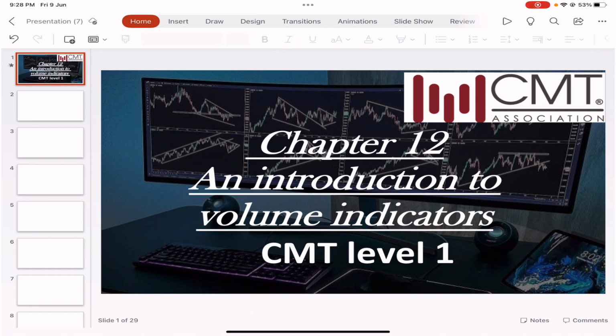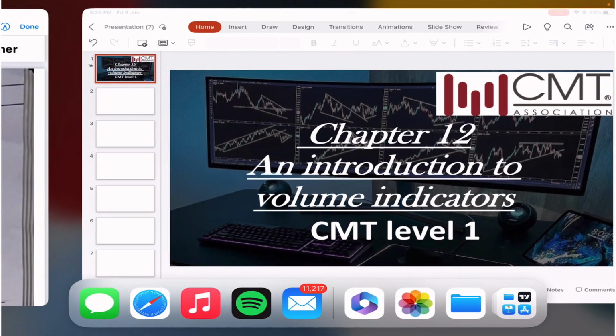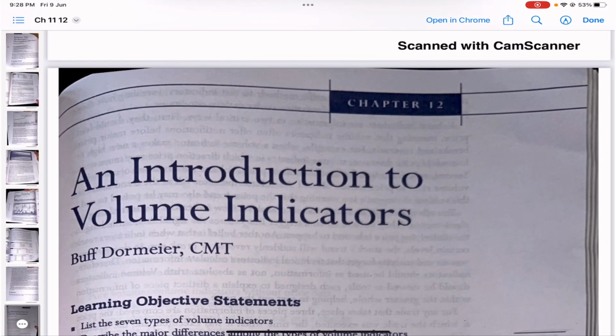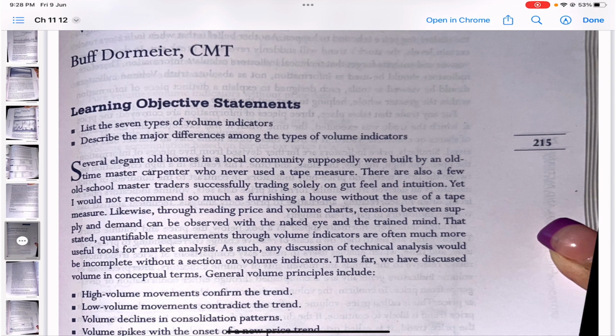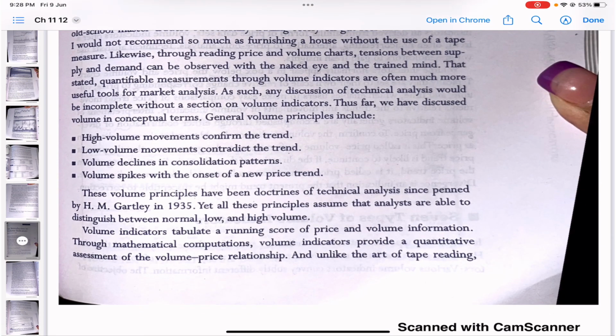I feel like it will take only about 10 or 15 minutes, and I will be showing you the indicators on TradingView as well. Since the chapter is small, we'll just use the book and read it together. This is the Wiley CMT textbook. The learning objectives are: list the 7 types of volume indicators. We will be studying 7 volume indicators. And describe the major differences among the types of volume indicators. Fine, so let's start with this.